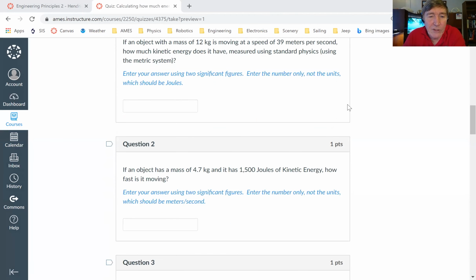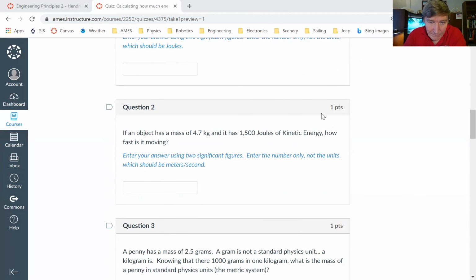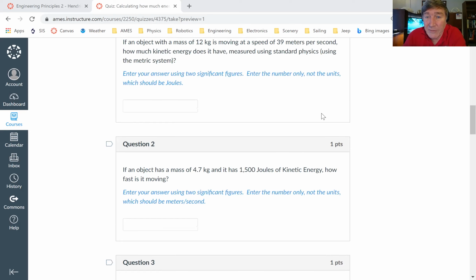Okay, question number 2. This one, you had to use a little bit of algebra. Now, I realize you guys are just 9th graders, but this algebra is stuff that 9th graders can do. There is nothing in this problem that is beyond your capabilities.